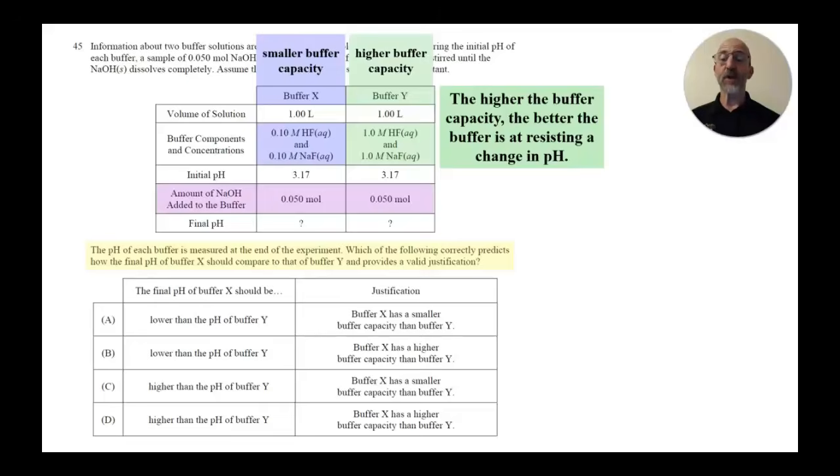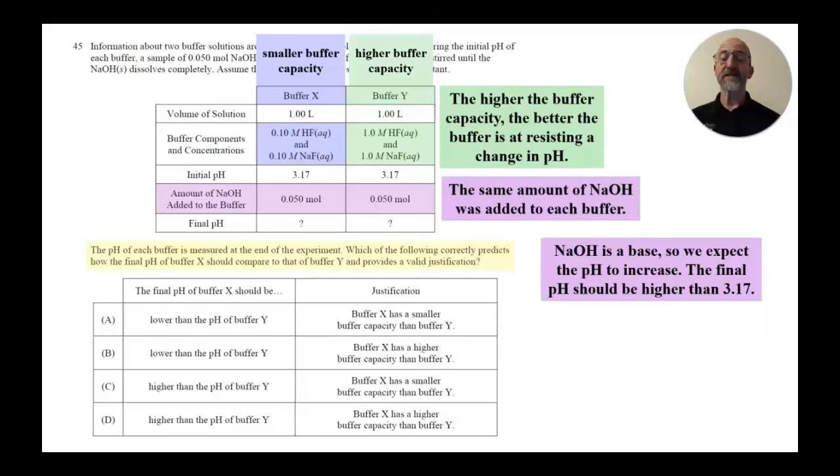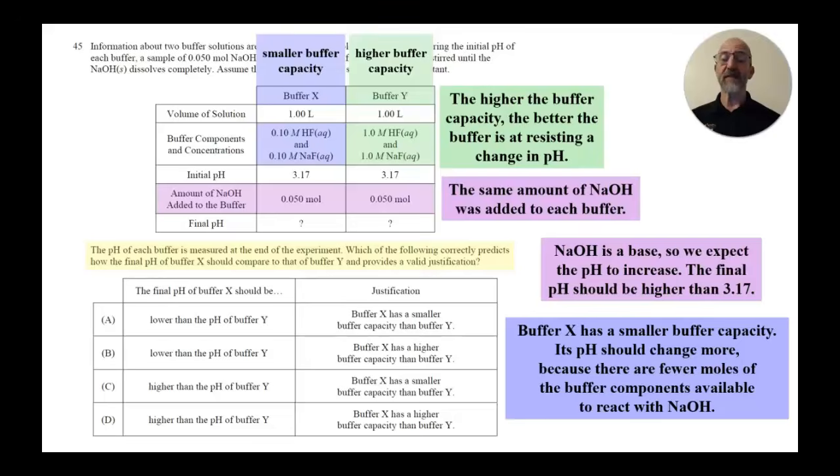So we added sodium hydroxide. The same amount of sodium hydroxide was added to each buffer. Now, since sodium hydroxide is a base, we expect the pH to increase. So the final pH should be higher than 3.17. Now, buffer X has a smaller buffer capacity, so its pH should change even more because there are fewer moles of the buffer components available to react with the sodium hydroxide.